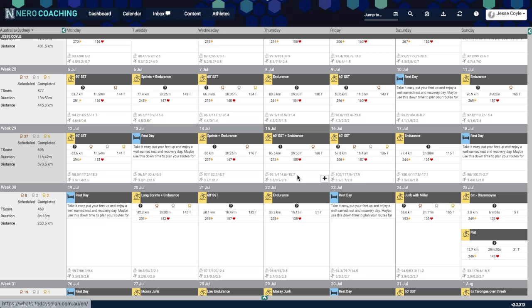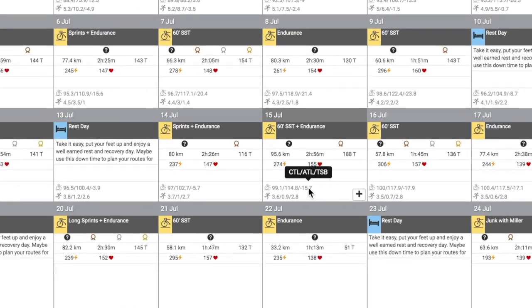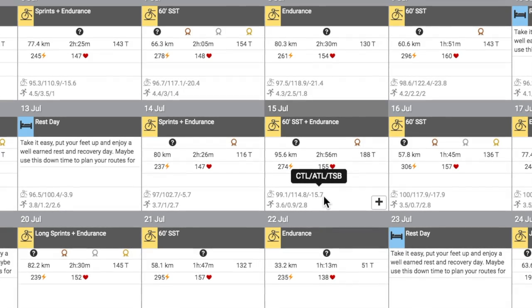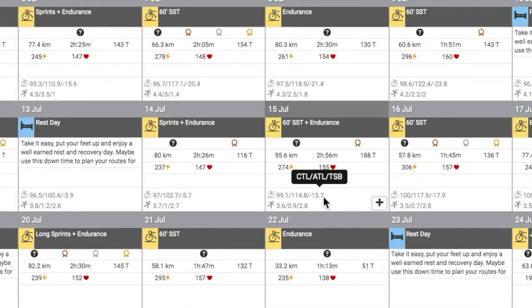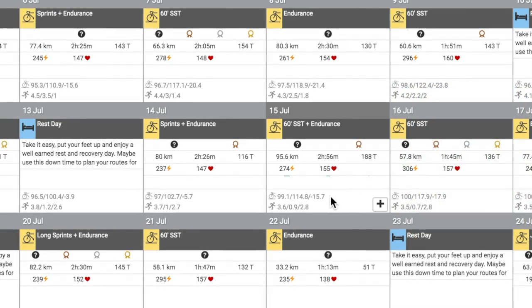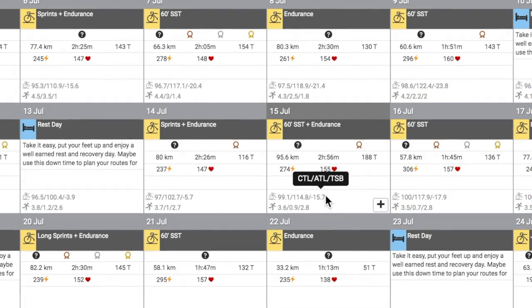Now on today's plan, I've got my daily load values toggled on so I can see them for each day. And it's this value down here I'm looking for, which is the 3rd one in these training loads, and it's this TSB. So after this session on the previous day, the TSB was negative 15.7. So that's the first value.